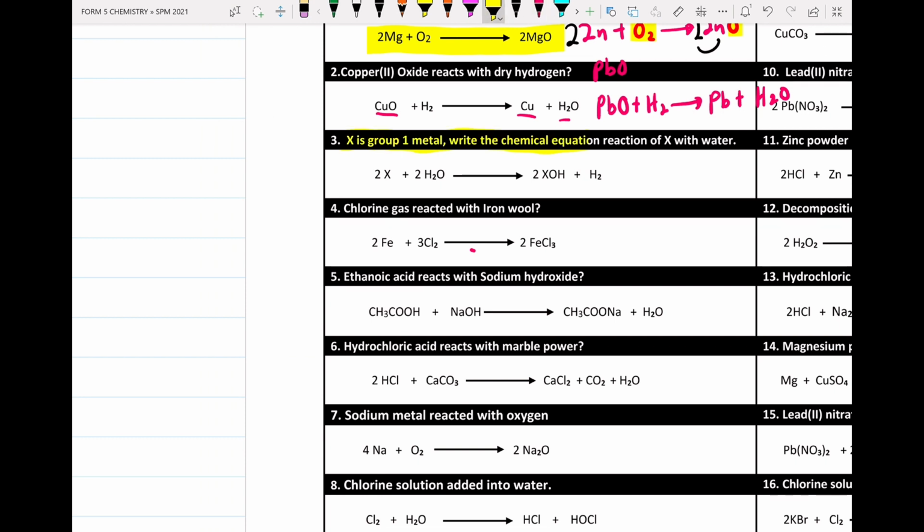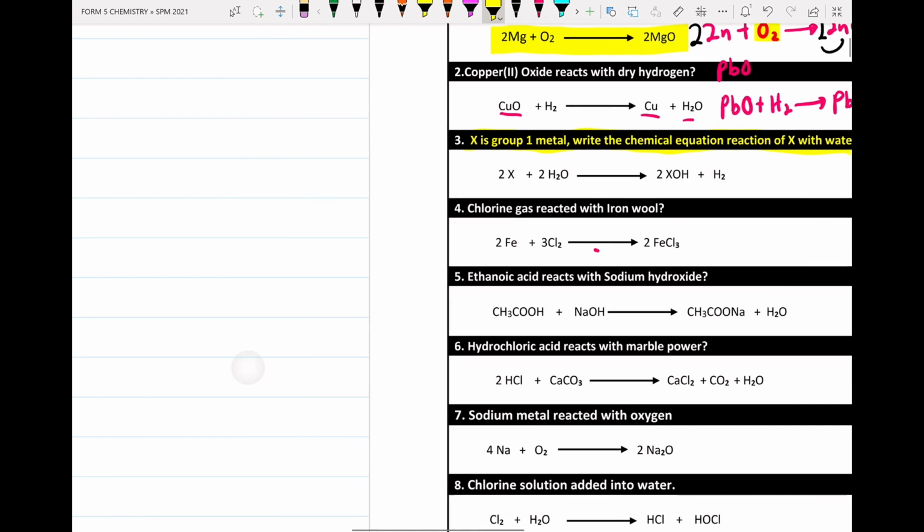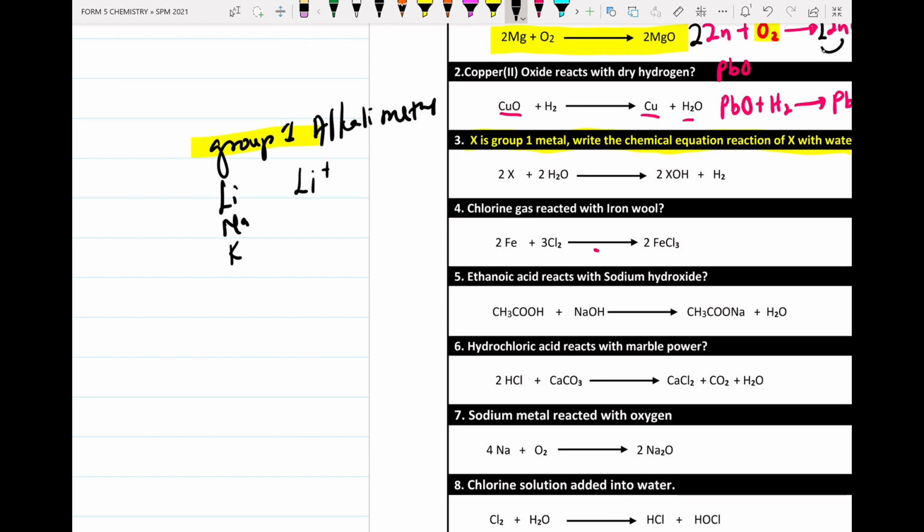For example, check question number 3, group 1 metal. Group 1 metal reacts with water. So we check what the group 1 metals are. Group 1 metal is known as alkali metal. This group 1 metal is known as LiNaK: lithium, sodium, and potassium. They will form Li+, Na+, K+.